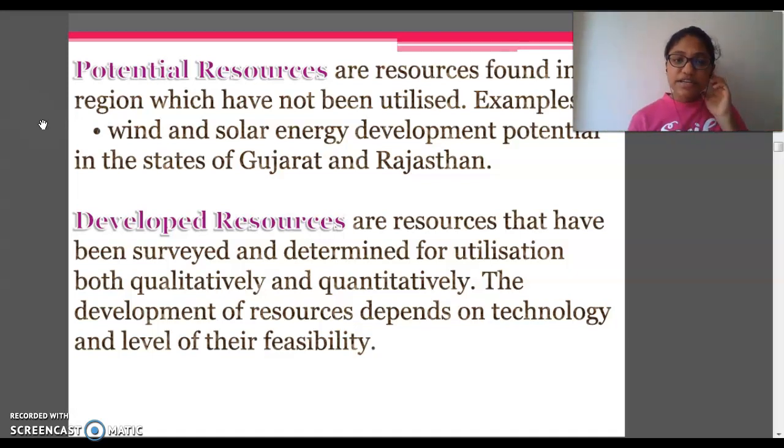The second one is developed resource. On the contrary to potential resources, developed resources are those which are completely and fully developed in order to use them. For example, coal or cloth which we sell in a market is fully developed to be used.